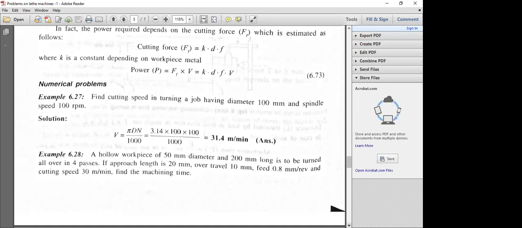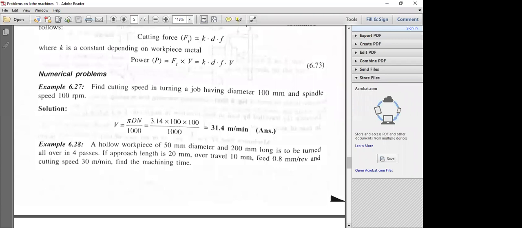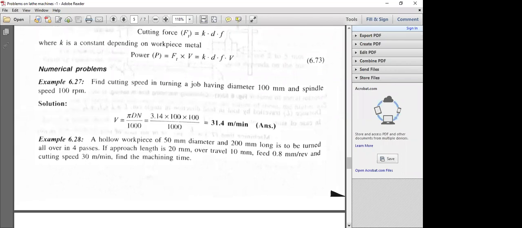Over travel is L2. So what is the feed? Feed is given by 0.8 mm per revolution. And the cutting speed he has given as 30 meters per minute. He has asked us to calculate the machining time. So what is the machining time? Overall machining time is given by the product of Tm into NP, the number of passes. So we'll just try to see this problem.